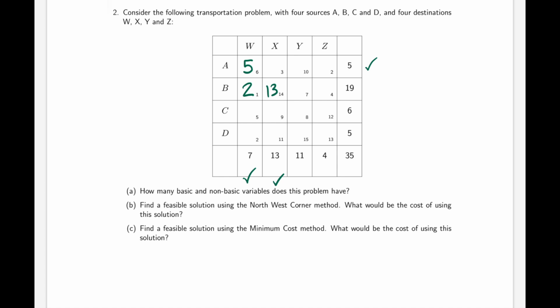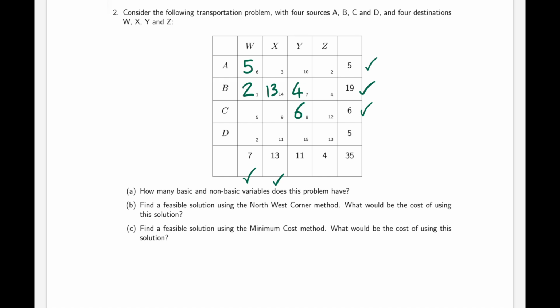And destination Y can receive 11, so 4 is less than 11, so we will put 4 in here, and we satisfy the B source. So we cannot fit any more in that row, so instead of travelling east, we will travel south to CY. C can supply 6, Y can take 11, but it's already receiving 4, so it can take an extra 7. 6 is less than 7, so we will send 6 from C to Y. That satisfies the source C, so we will travel south to DY.